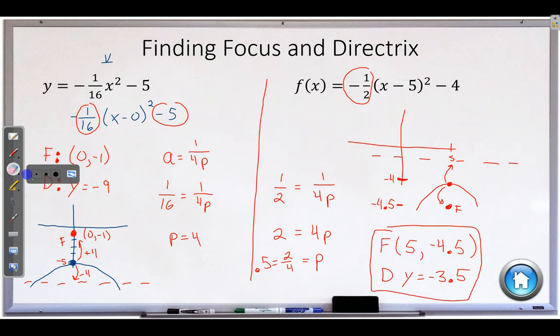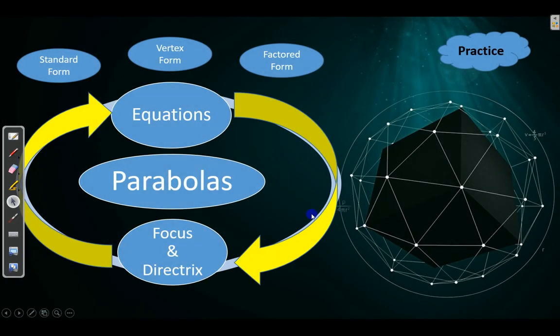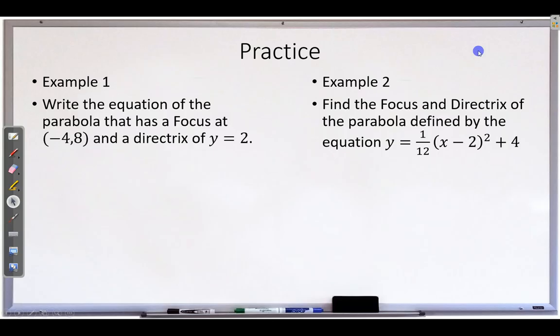So we were just able to go both ways there. Because we're describing a parabola, we're defining a parabola in both ways, you should be able to go from one to the other. So I want you to try that out. Here's a few practice ones. See if you can go and write an equation on this one, and on this one take the equation and find the focus and directrix. Good luck!